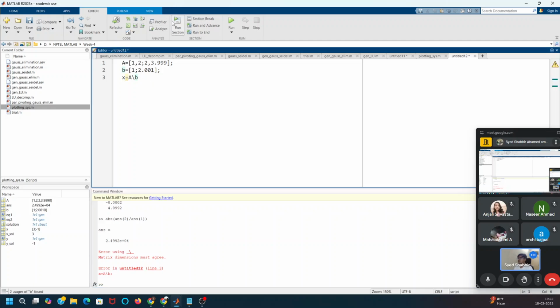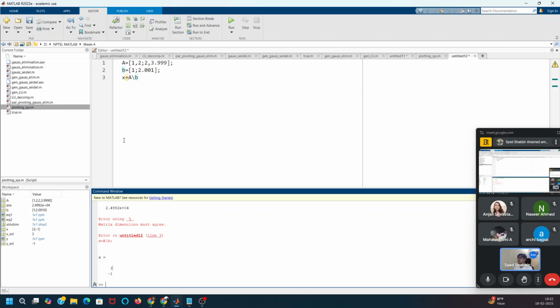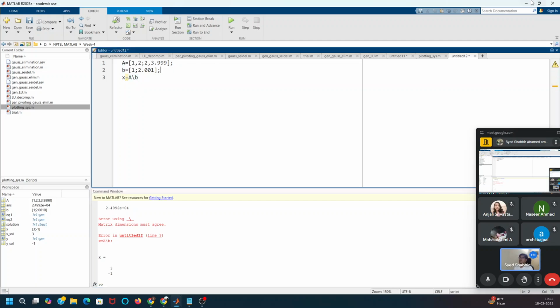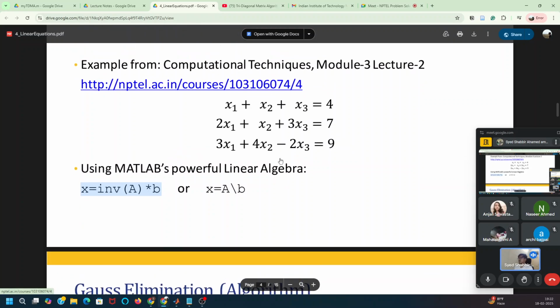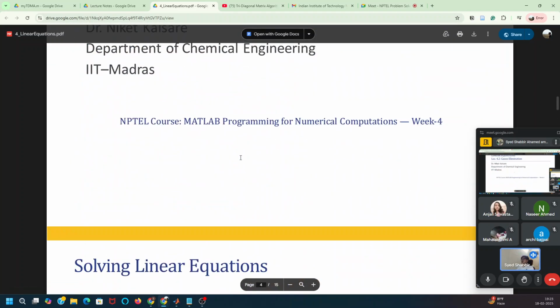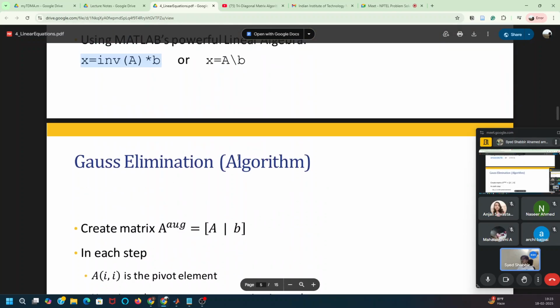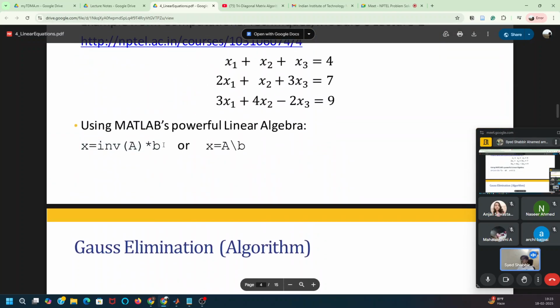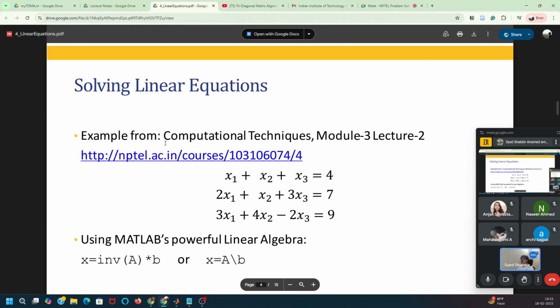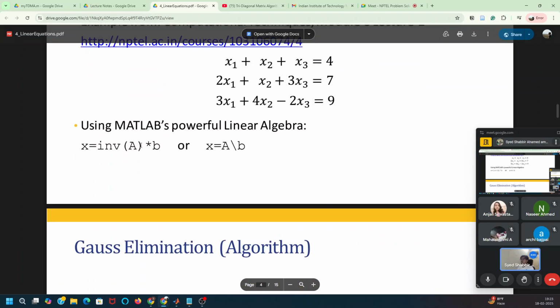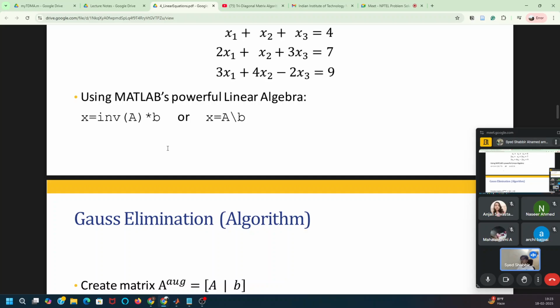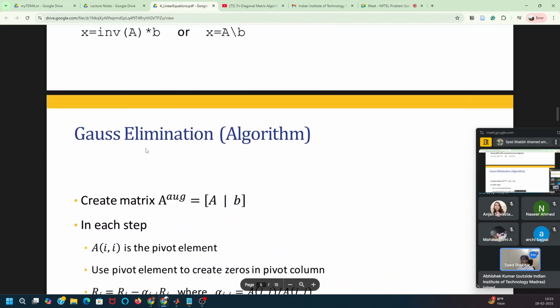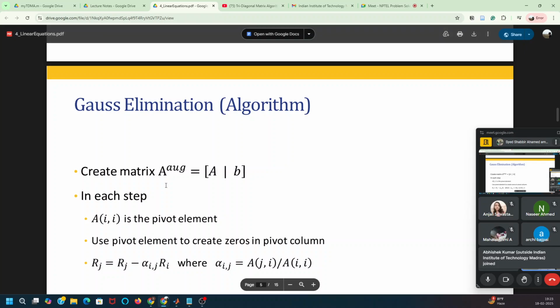I'll just run this. So like this, we can find whatever solution we want using the inverse directly using MATLAB's functions.